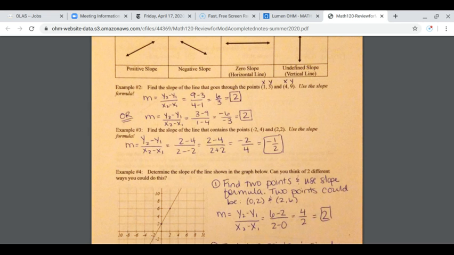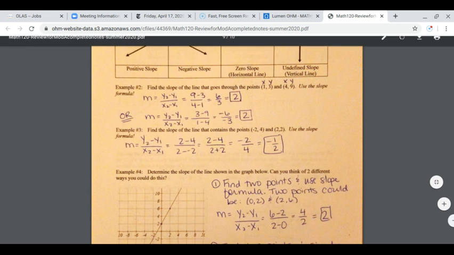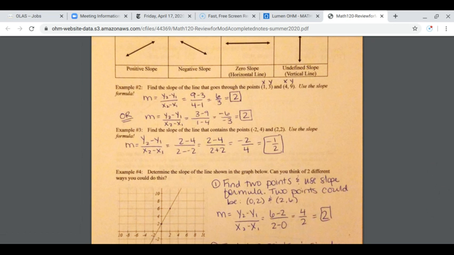Now I just wanted to show you where it says "or" here, I subtracted the opposite way. So I said, okay, I'm going to do 3 minus 9. Still the y's, but the other direction. 3 minus 9. If I do that, I have to do the x's in the other direction. 1 minus 4. I get negative 6 over negative 3. That still reduces down to a positive 2. So it does not matter which order you subtract in. The two important things to remember are your y's go on top, your x's go on the bottom, and whatever order you subtract your y's, you have to subtract your x's in the same order.